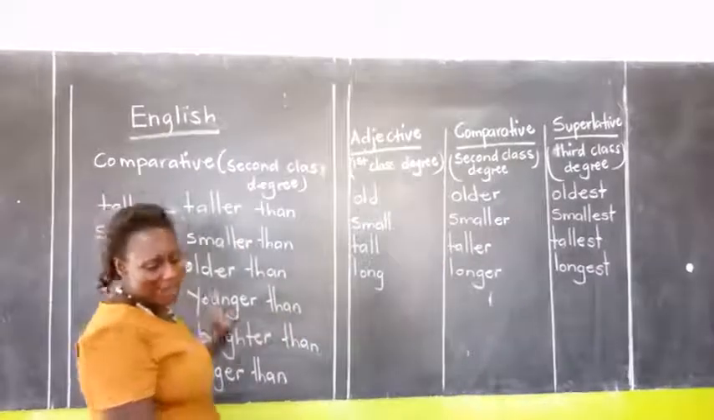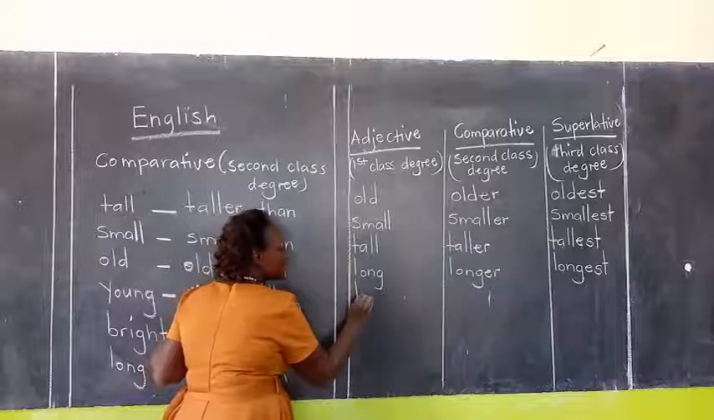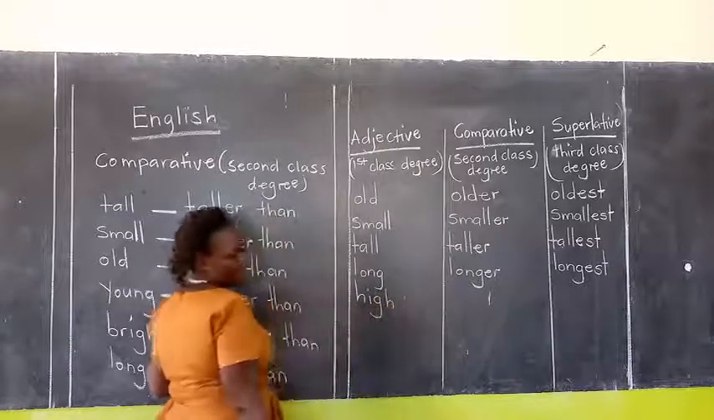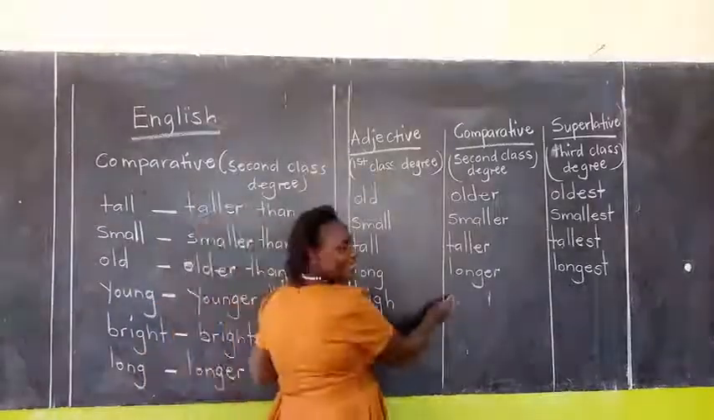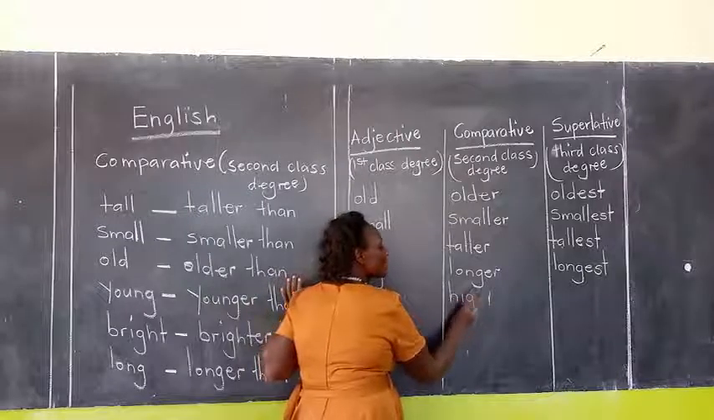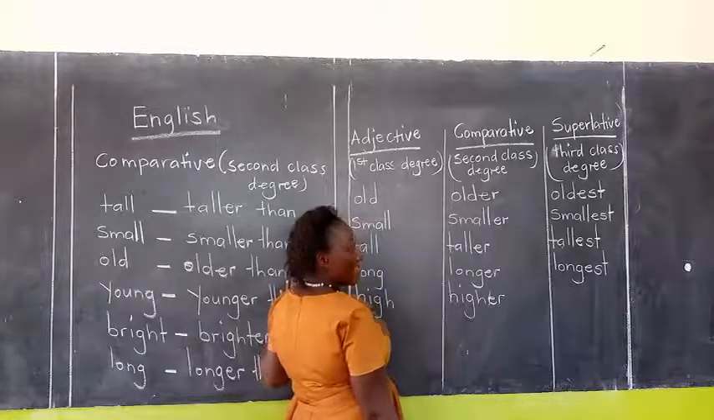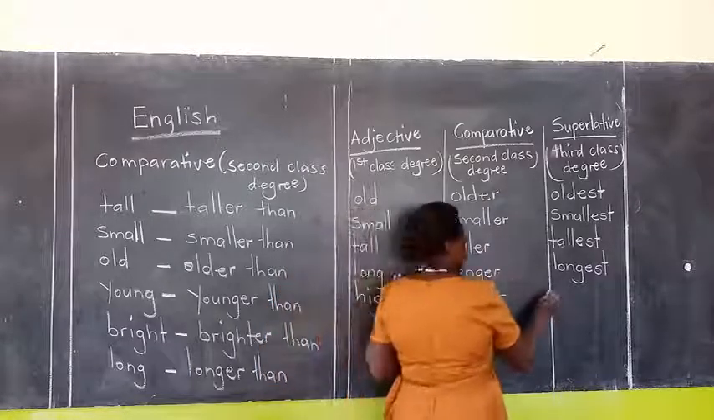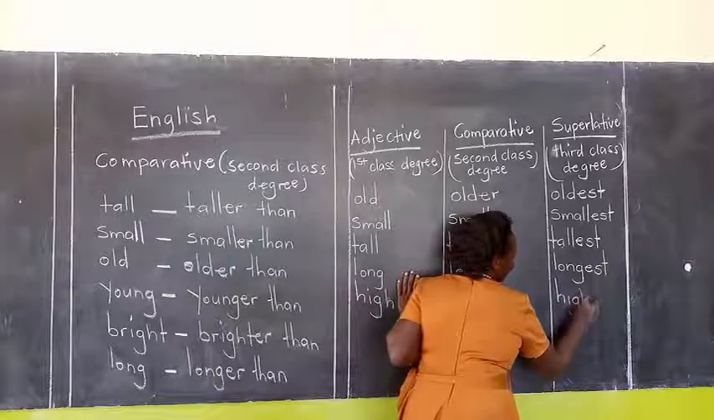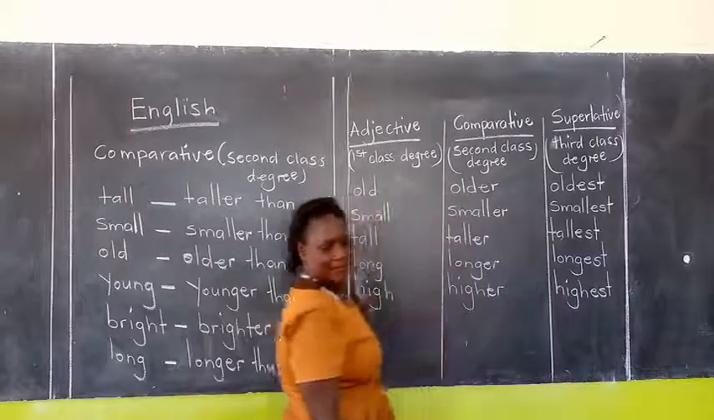Then we also have high. High. When it comes to the second class degree, it is higher. She's higher than. Higher. And the third class is highest. She was the highest. Highest.